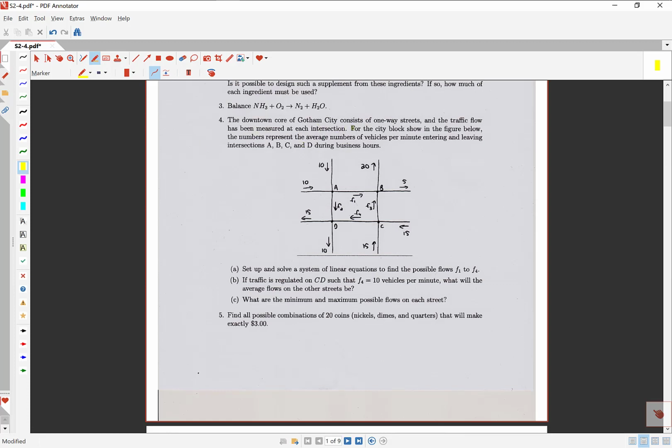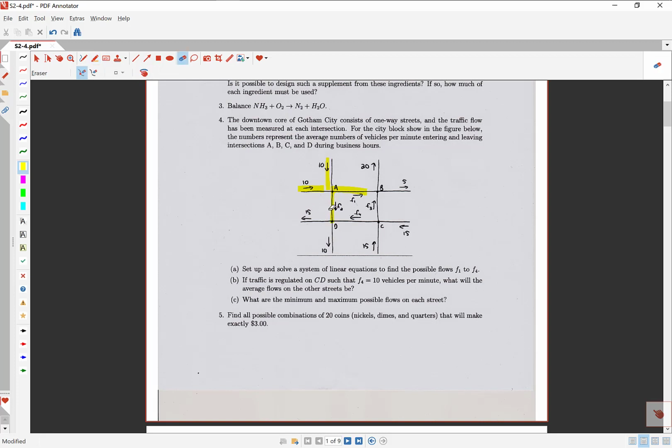The downtown core of Gotham City consists of one-way streets, and the traffic flow has been measured at each intersection. For the city block shown in the figure below, the numbers represent the average number of vehicles per minute that are entering or leaving the intersections during business hours. So for example, if we look just at intersection A, which is right here, you can see you've got on average 10 plus 10 vehicles entering that intersection. So 20 vehicles entering on average, and the number that are leaving, F1 plus F2.